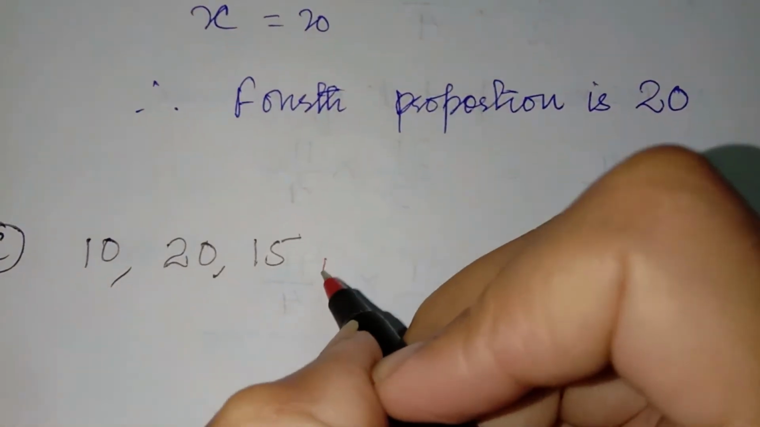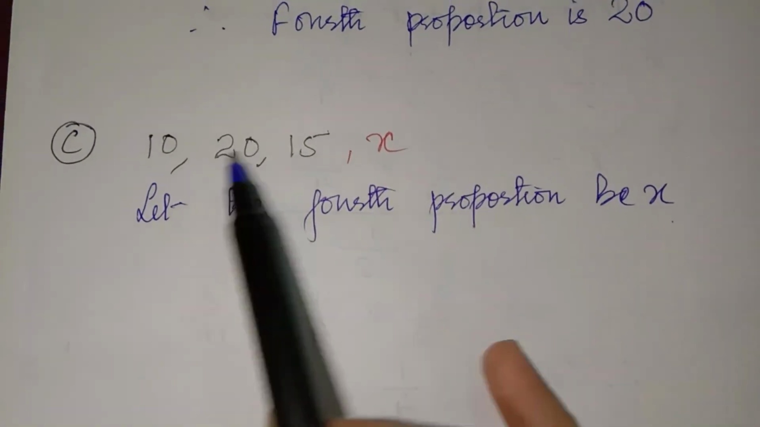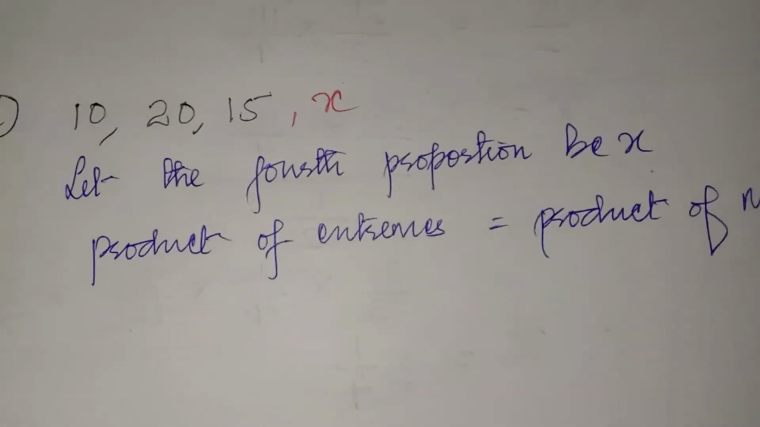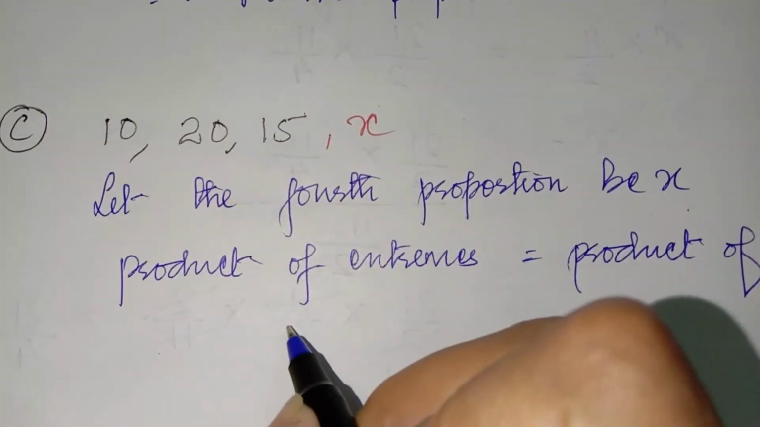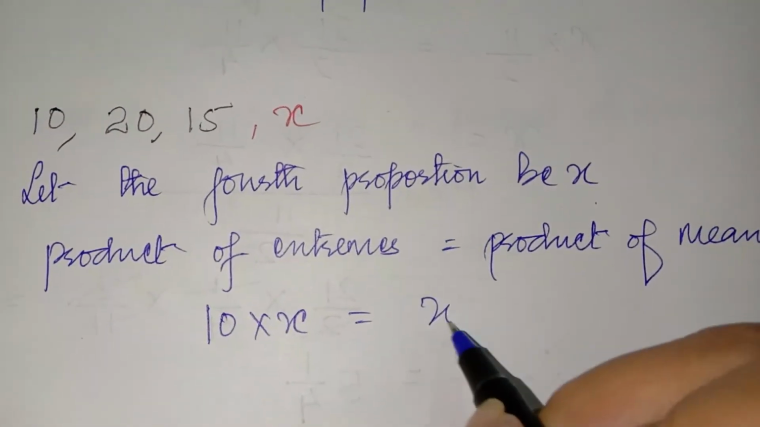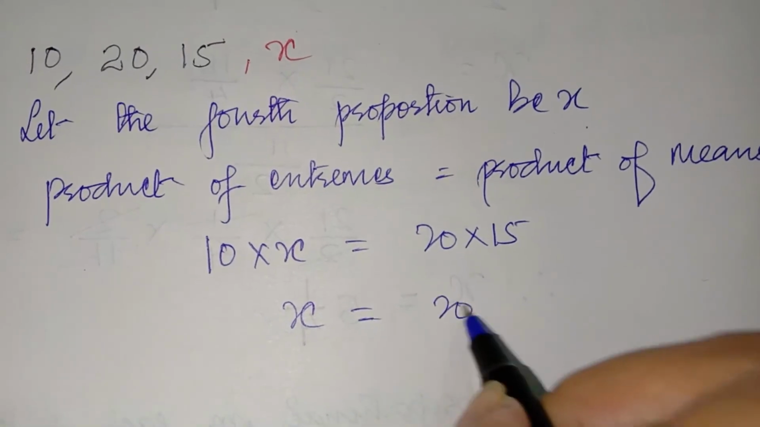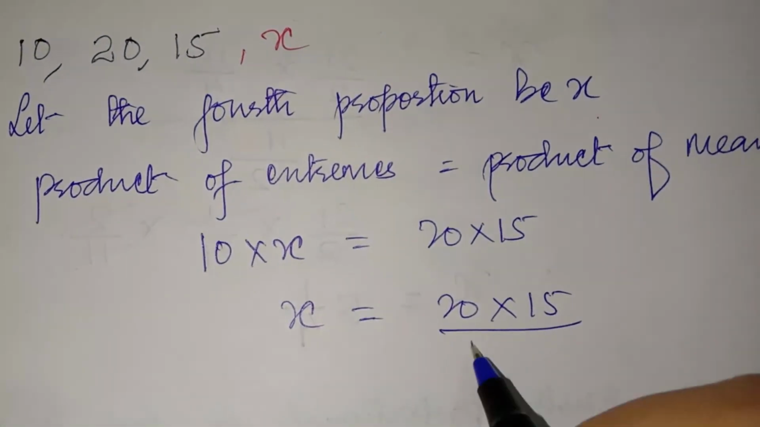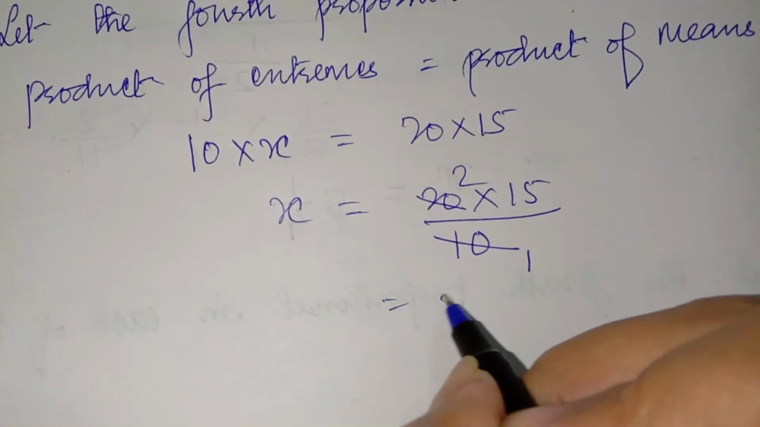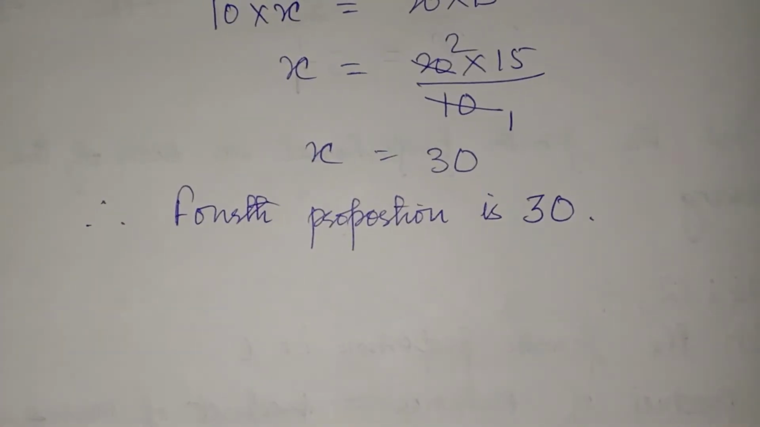Now here also we will take x as the fourth proportion. So let the fourth proportion be x. Now we will write product of extremes is equal to product of means. So extremes are 10 and x, 10 into x, and means are 20 and 15. So x is 20 into 15 by 10. You know 10 1s are 10, 10 2s are 20. So 2 into 15, 30. So the fourth proportion is 30.